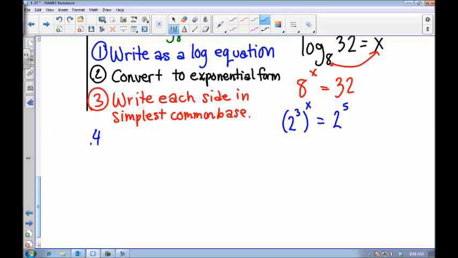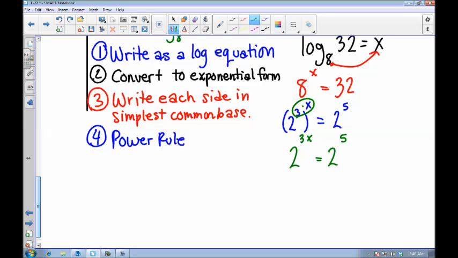Okay, next step, step 4, is to apply the power rule. Right here we have an exponent raised to another exponent. Remember your exponent properties? What happens when we have an exponent raised to another exponent? Do we add those? Forrest, do you remember what we do with those two? Subtract when we're dividing, add when we're multiplying. When we have a double exponent, we multiply those. So this is really 2 to the 3x equals 2 to the 5th.